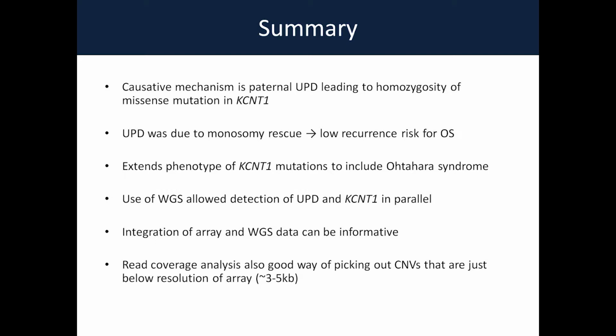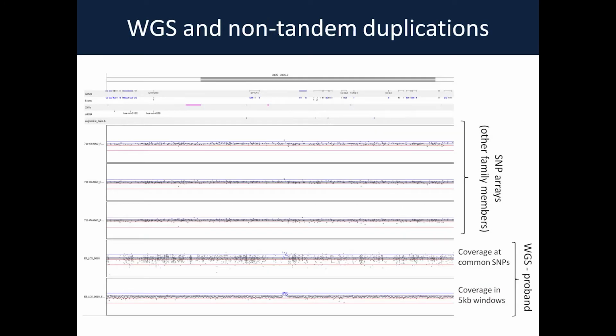And then another nice thing about the study was showing that integrating the unexpected genotypes from the array with the WGS data can be informative. And then also the read coverage analysis at the end was, even though we didn't find a causative CMV, a good way of picking up CMVs that were below array resolution. So those were the 3 cases I wanted to present that show the move from using arrays as a first pass analysis to going straight for whole genome sequencing.